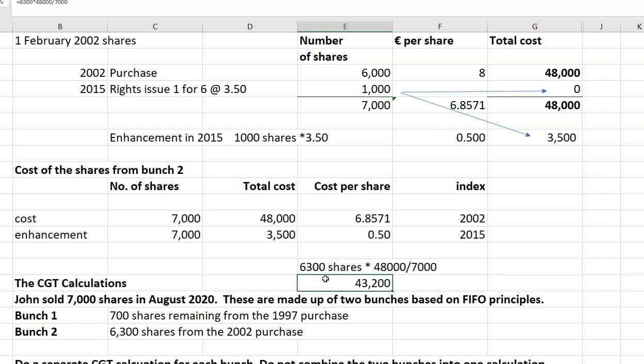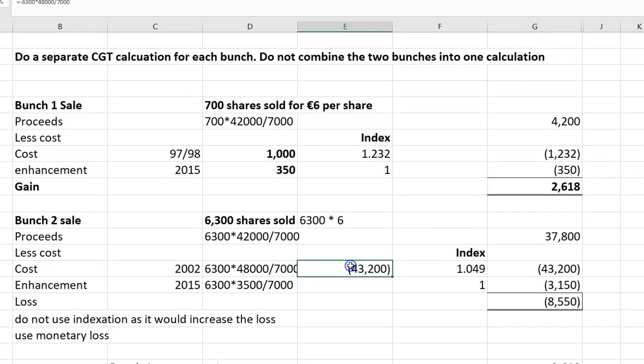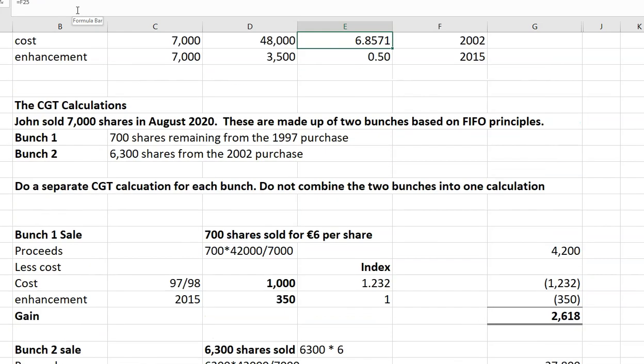43,200. So the total cost was 48,000, but in proportion, if you're selling 6,300, it works out at 43,200. It's down here. So there's the cost per share, and that's how I calculate it. And then the enhancement expenditure is the same. The total enhancement expenditure was 3,500, and I can multiply that out. And it works out, I think we said it was 50 cents anyway, so, or it could be 6,300 by 0.5, which is half, and that's what we worked out here.